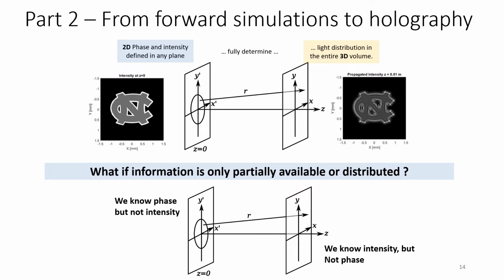If you have a camera, it will record the intensity and give you access to the amplitude of a wave, but it will not give any direct information about phase. Sometimes the information is distributed, which means that we may have access to partial information at multiple locations, phase in one plane and intensity in another, for instance.